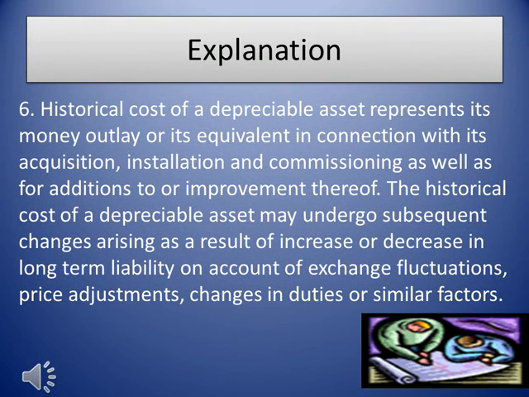Para 6. Historical cost of a depreciable asset represents its money outlay or its equivalent in connection with its acquisition, installation, and commissioning, as well as for additions to or improvement thereof. The historical cost of a depreciable asset may undergo subsequent changes arising as a result of increase or decrease in long-term liability on account of exchange fluctuations, price adjustments, changes in duties, or similar factors.